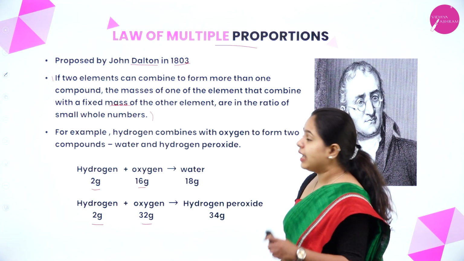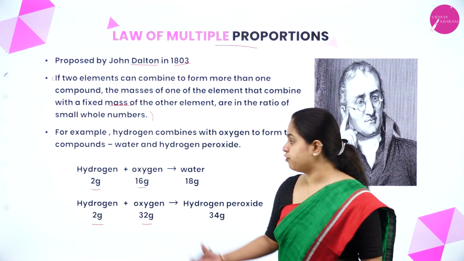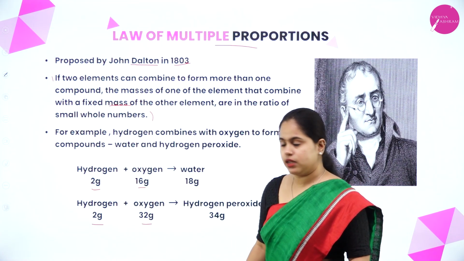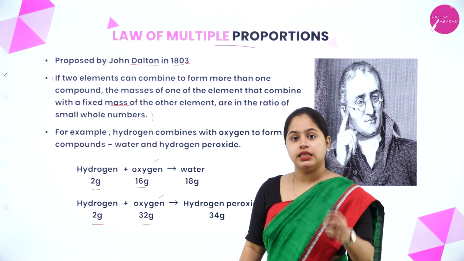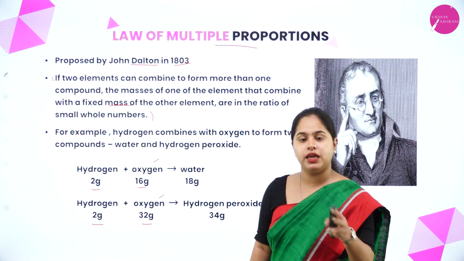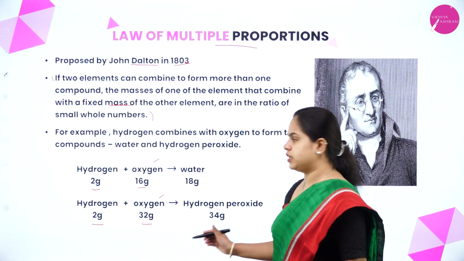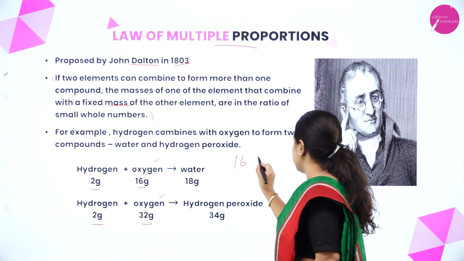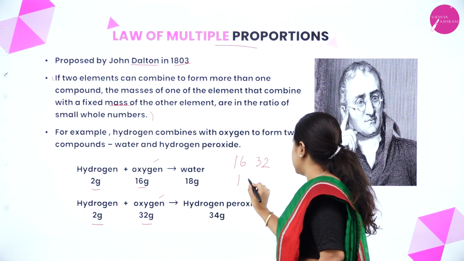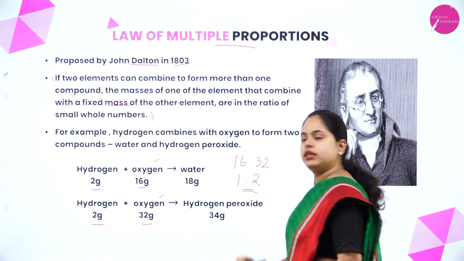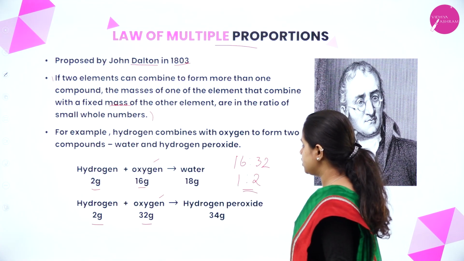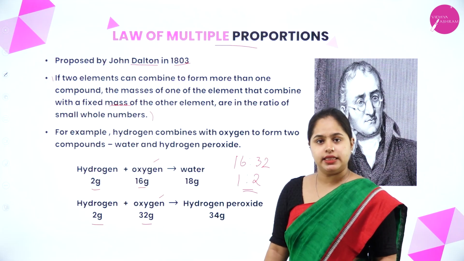Yes, so the element which is combining with the fixed mass of another element, that is oxygen in this case, the ratio between them will be a small whole number. Yes, so the ratio between the masses of these two, that is 16:32, I can simplify it and write it as 1:2, right? Yes. That's clear. So that is what is meant in this statement.